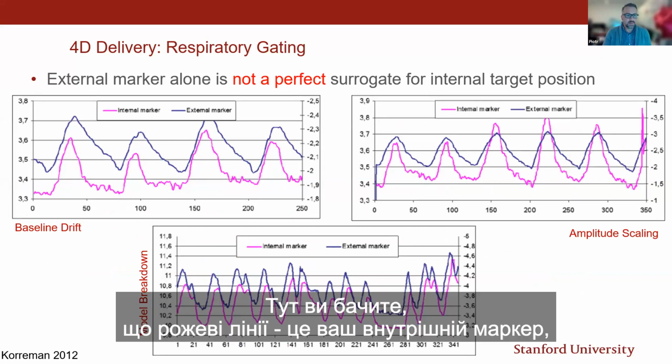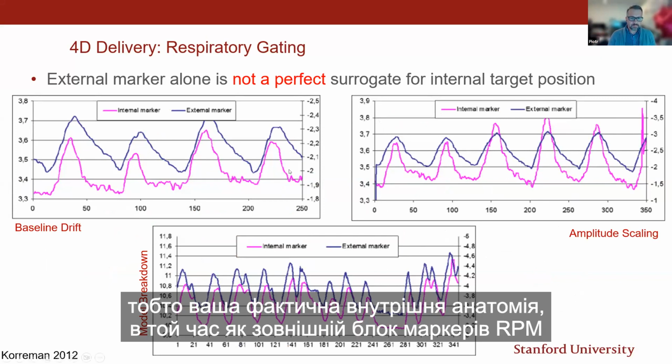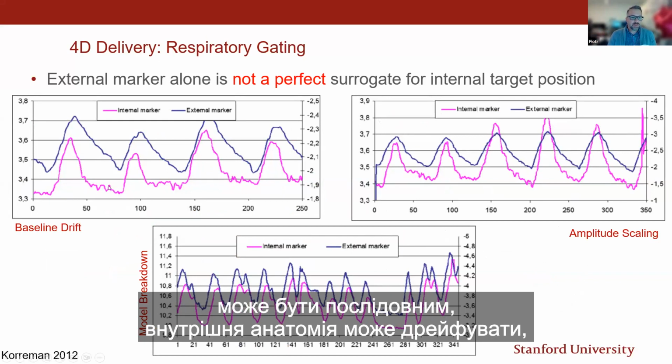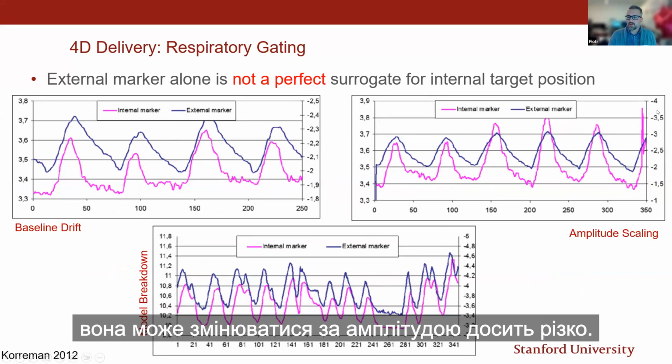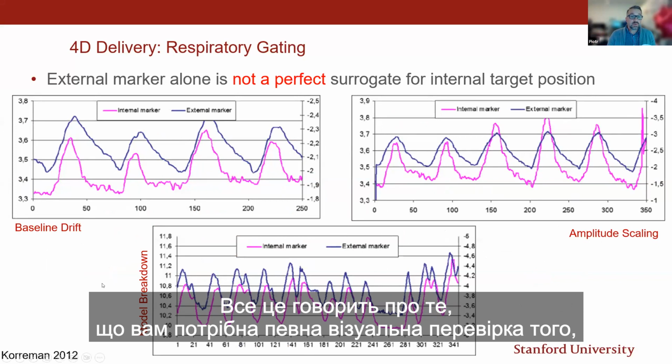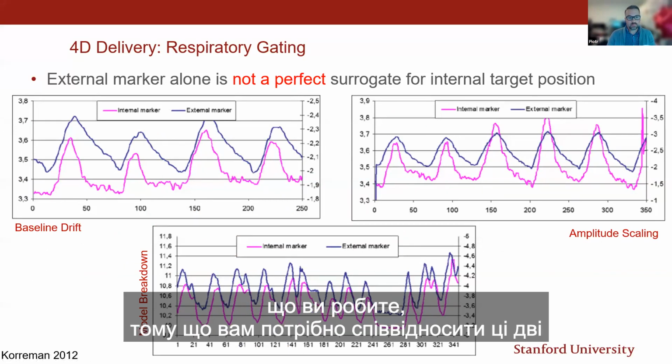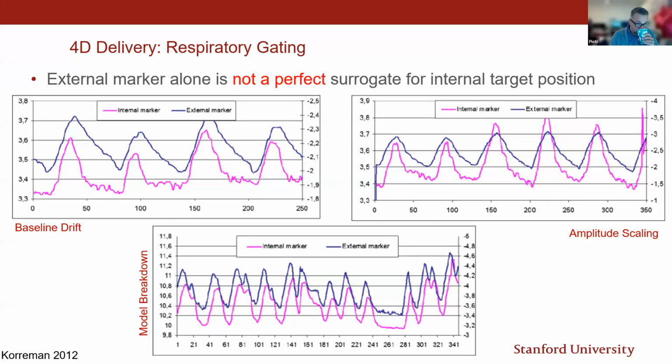Here you see the pink lines are your internal marker, so your actual internal anatomy, whereas your external RPM block can be consistent. The internal anatomy can drift, and it can change in amplitude quite drastically. So all this is to say that you do need some sort of visual verification of what you're doing, because you need to correlate those two systems together.